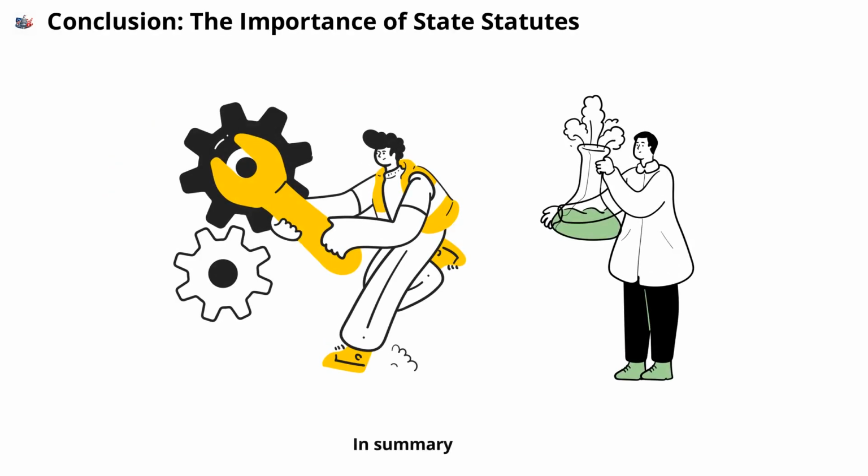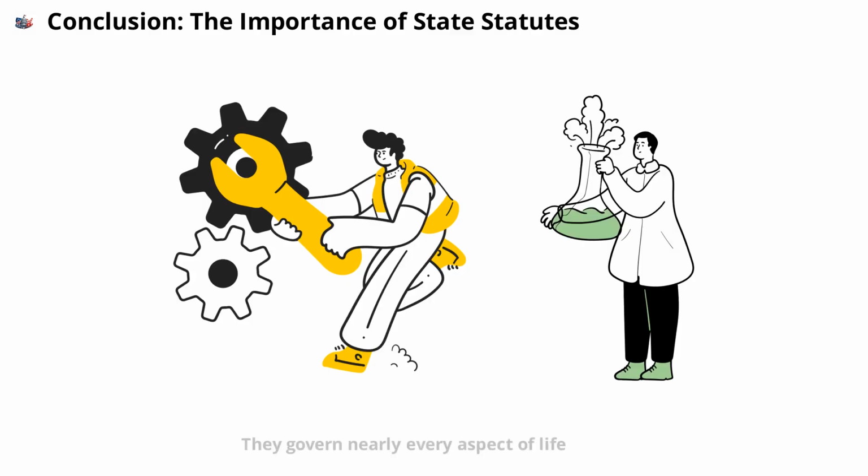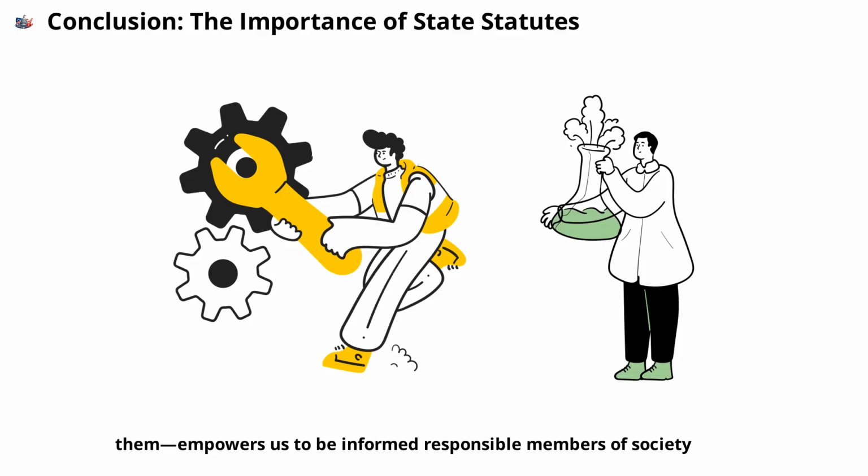In summary, state statutes are the backbone of the legal system within each state. They govern nearly every aspect of life, from public safety and health to business and education. Enforced by a range of agencies, courts, and officials, these laws ensure order, protect rights, and reflect the values of the community. Understanding state statutes and who enforces them empowers us to be informed, responsible members of society.